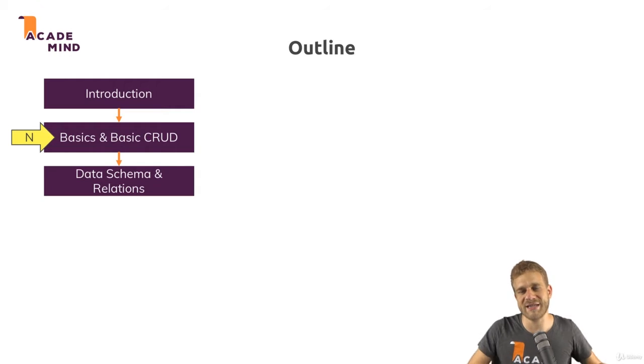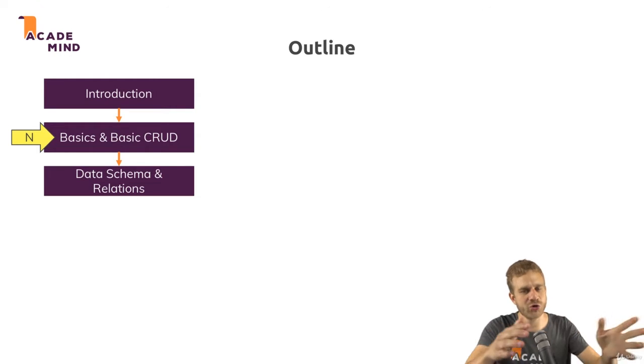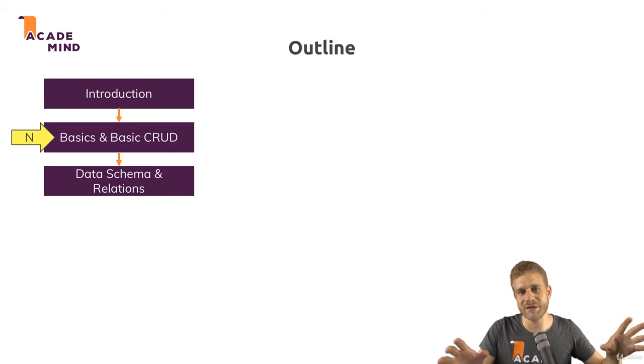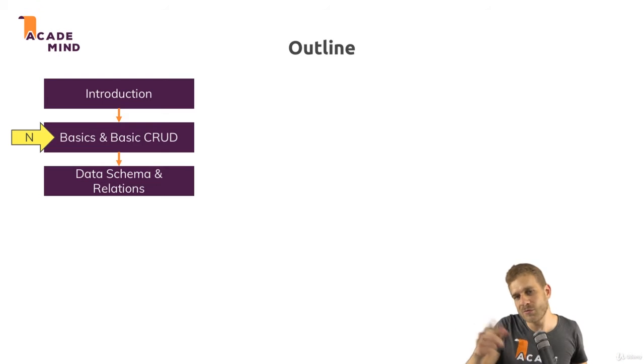After that, we'll have a look at data schemas and relations. How do you model your data? How do you find the right balance between having that flexible document schema and still using a schema in your app? How do you relate different documents? We'll have a look at that in this module.